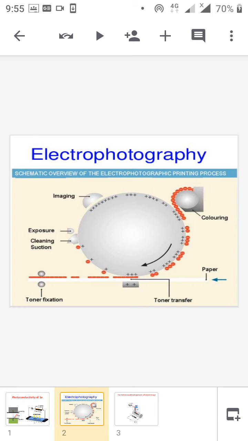Now we are moving into the steps involved in xerography. First of all, amorphous selenium or arsenic selenium is deposited by the vaporization technique to provide a thin film on an aluminium drum. I have shown the aluminium drum as the large ash-colored ball in the center, on which a thin selenium layer of 15 micrometer thickness is coated over the surface. This drum is rotating on its axis.